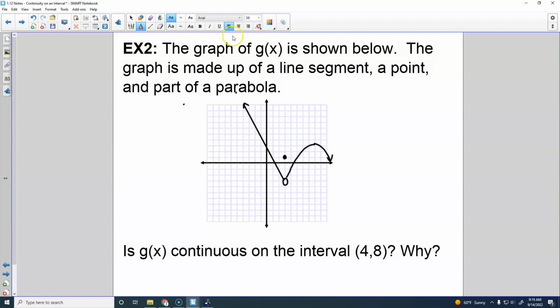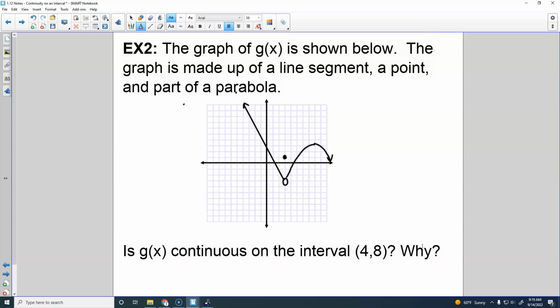All right, so the graph of g of x is shown below. The graph is made up of a line segment, a point, and part of a parabola. Is g continuous on the interval from 4 to 8? Why?